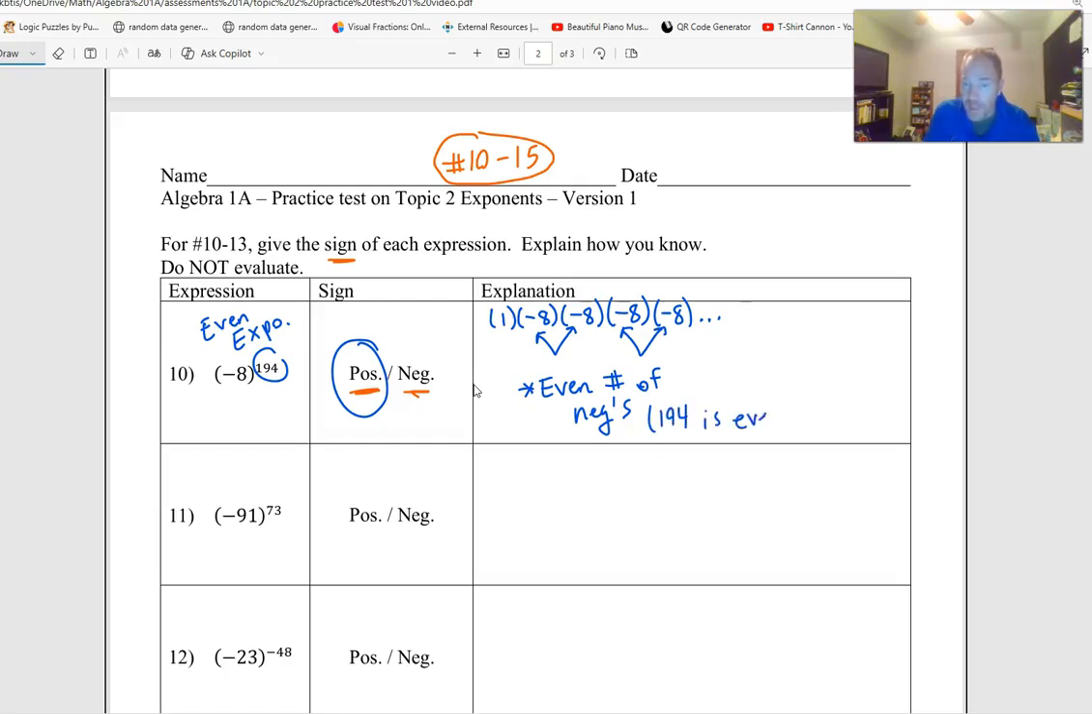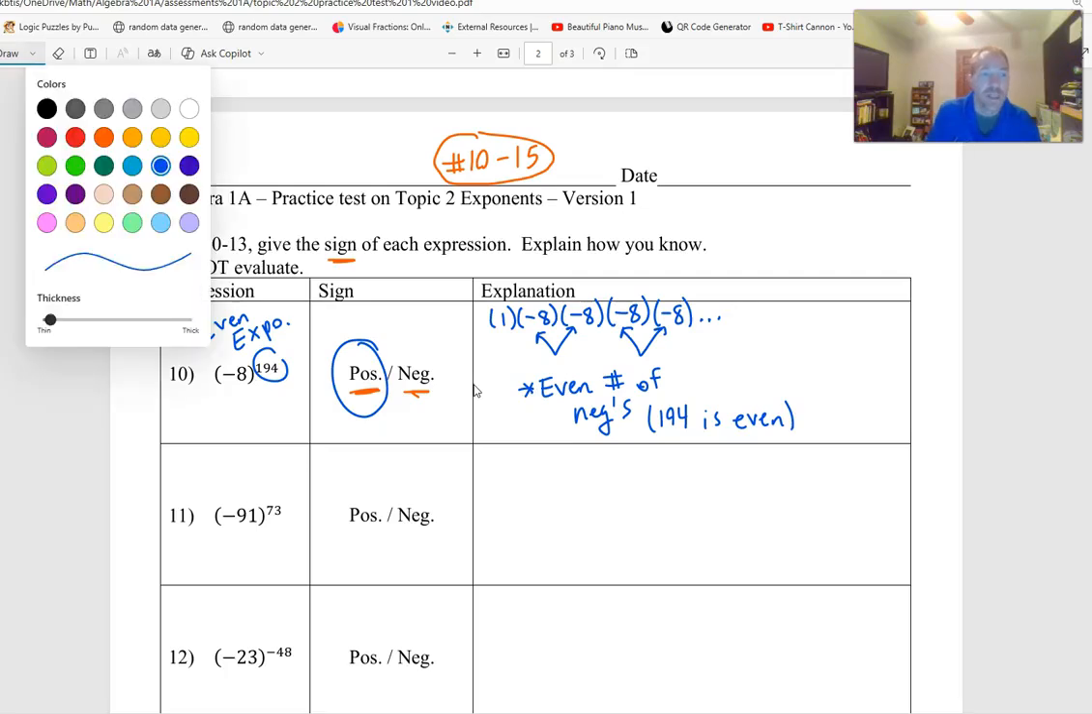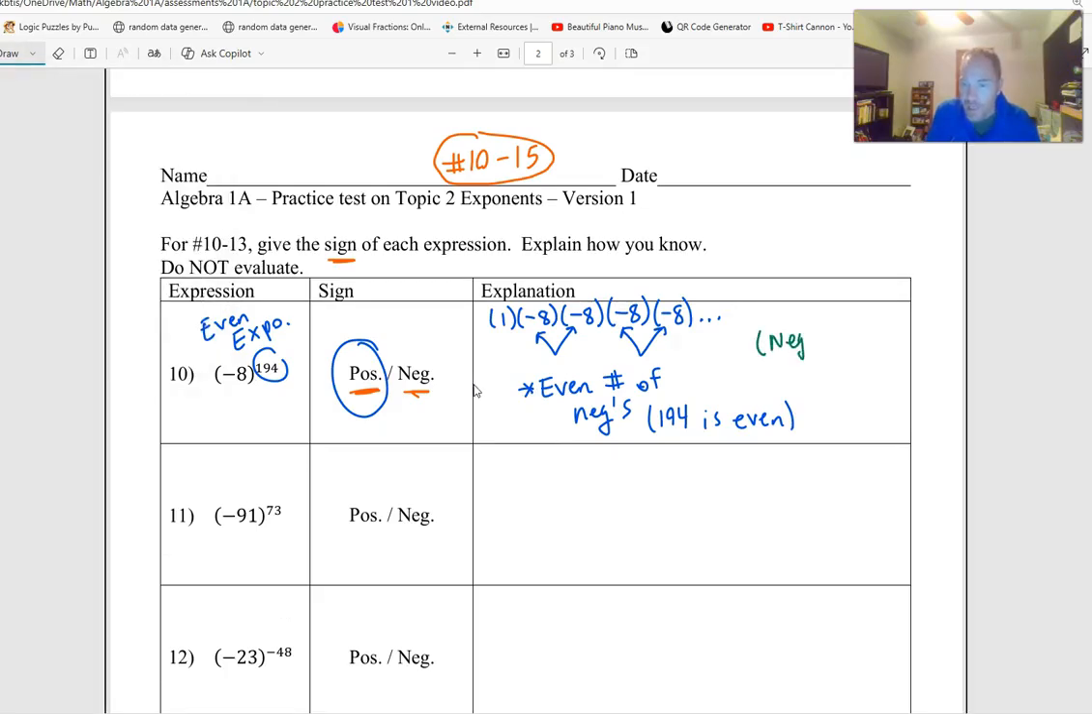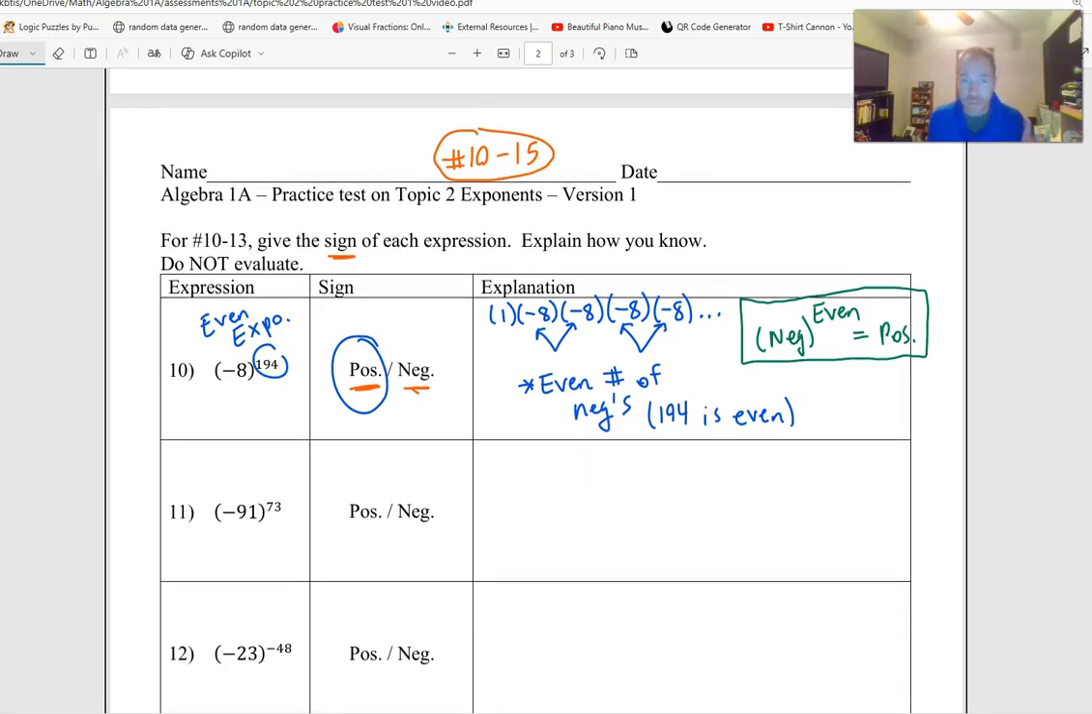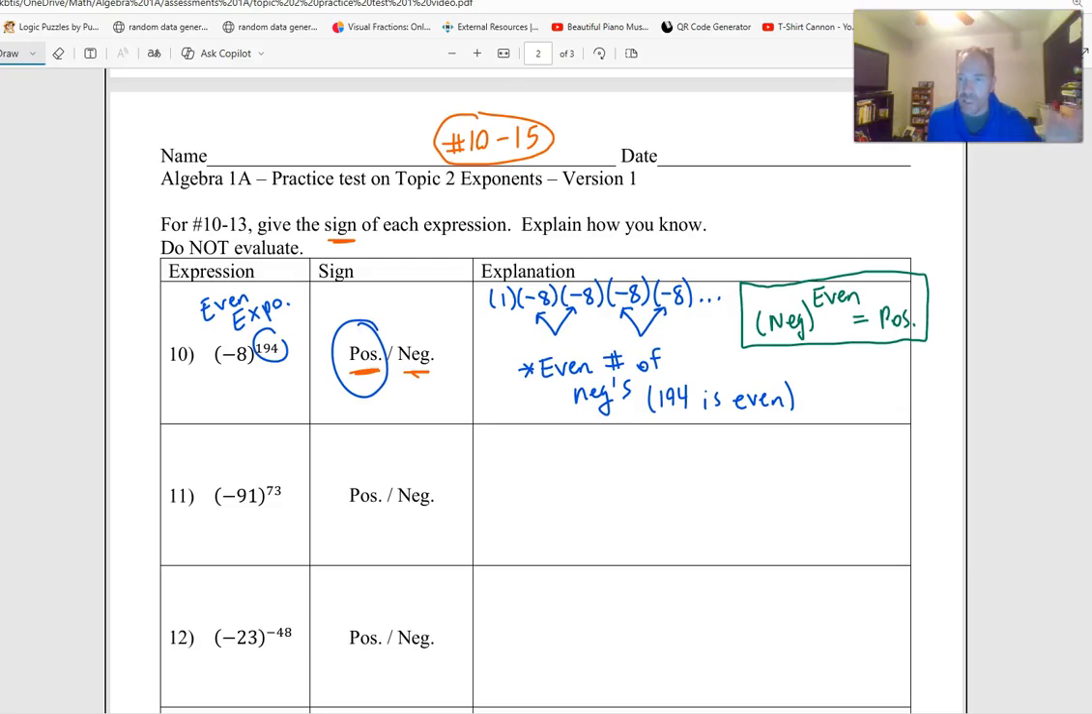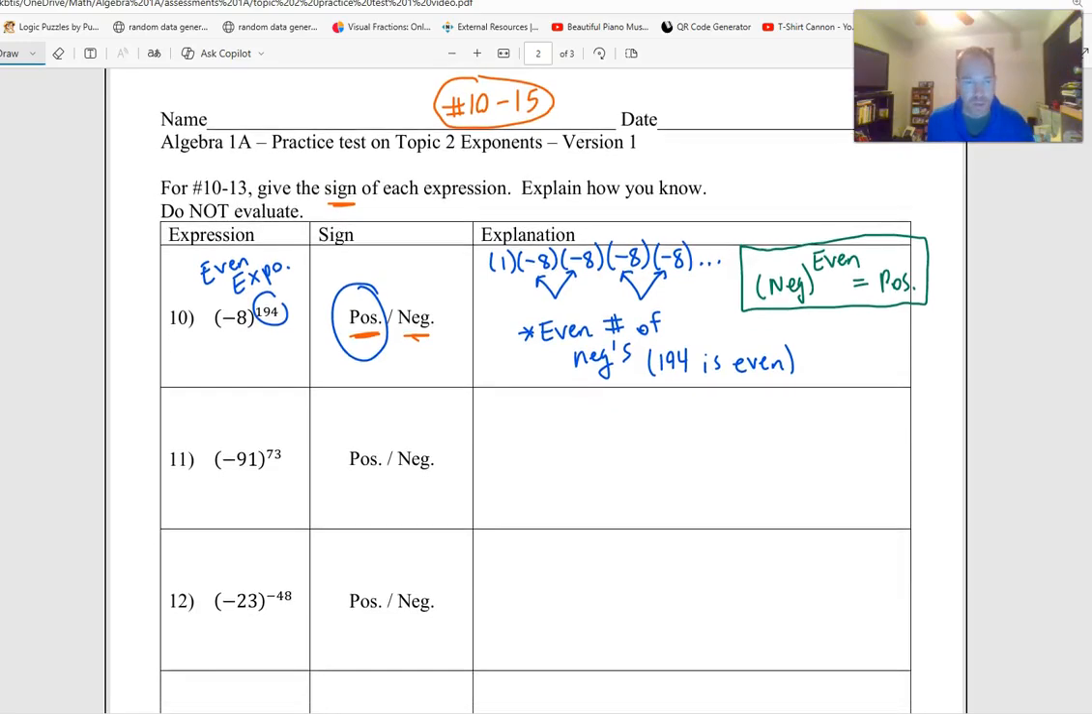And maybe the quickest, easiest way that I could explain this is the rule that says when you have a negative base to an even exponent, the result is positive. That might be the best way that I could explain this. So number 10 is going to be a very, very large number, negative 8 to the 194th. I am not evaluating it, but I am saying that whatever it would come out to would be a positive number rather than a negative. Negative base with an even exponent gives you a positive result.